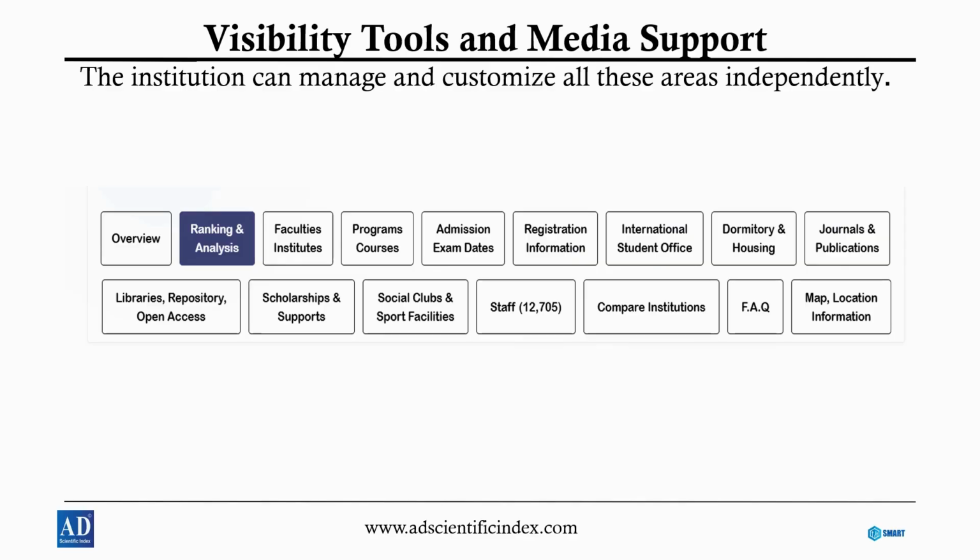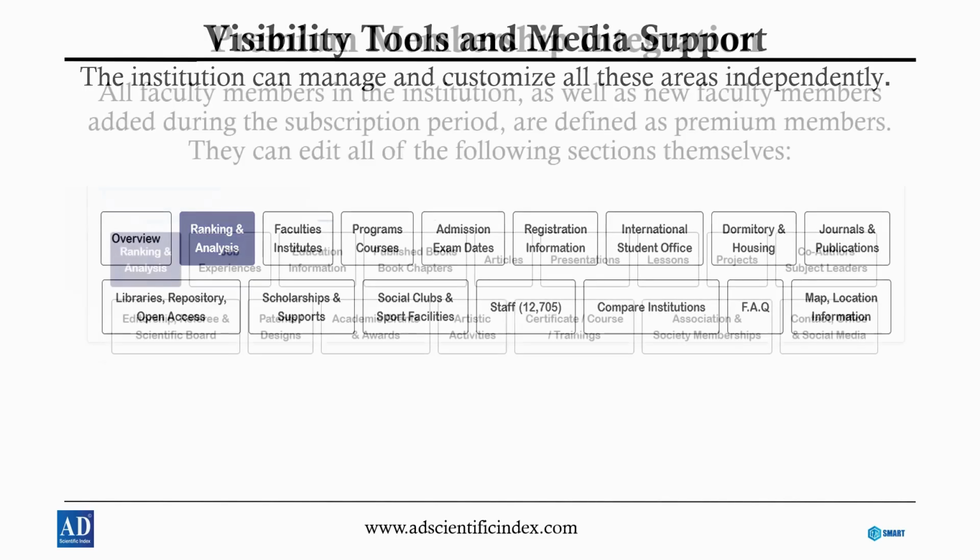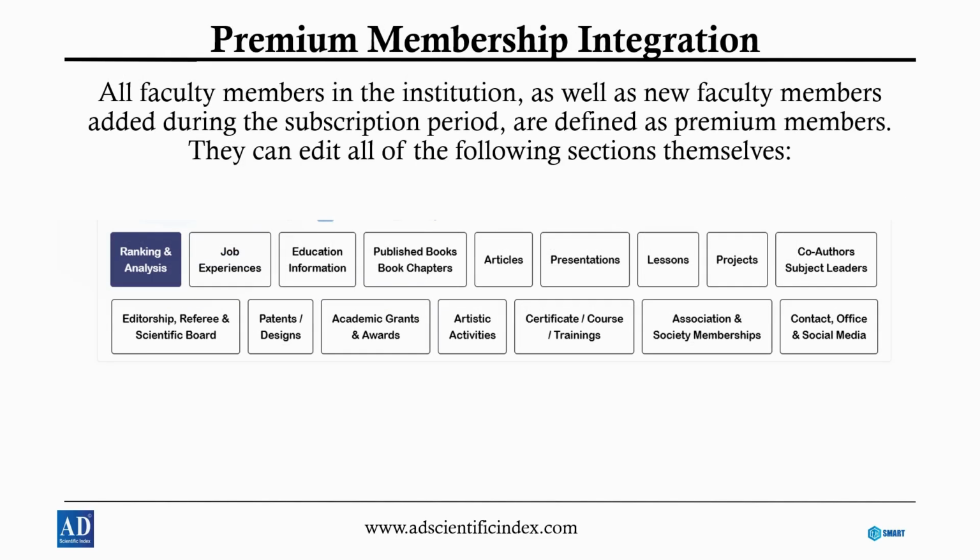Imagine giving your institution full control over how it presents itself to the world. Every detail, every service, every strength, fully customizable, and always up to date. With our visibility tools and media support system, universities can manage all key areas independently. From rankings and performance analysis to faculties, programs, admissions, and international student services. From libraries and open access resources to scholarships, staff profiles, housing, sports facilities, and institutional comparisons. Every section becomes a strategic communication tool, clear, organized, and ready to engage students, researchers, partners, and the public. This is how institutions strengthen visibility, credibility, and global reach with one integrated platform.